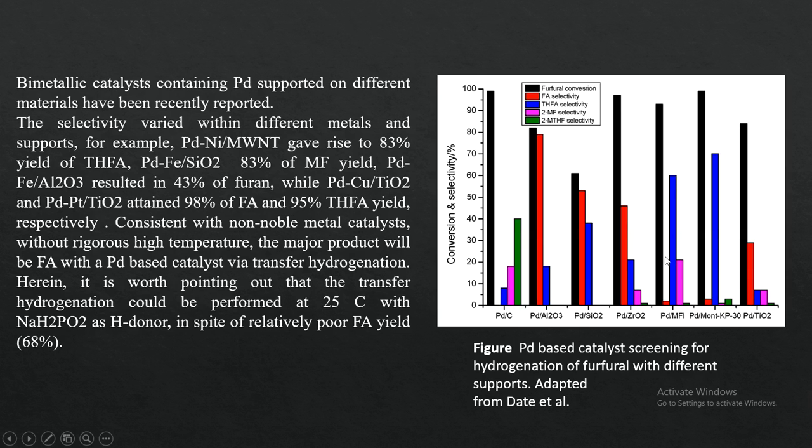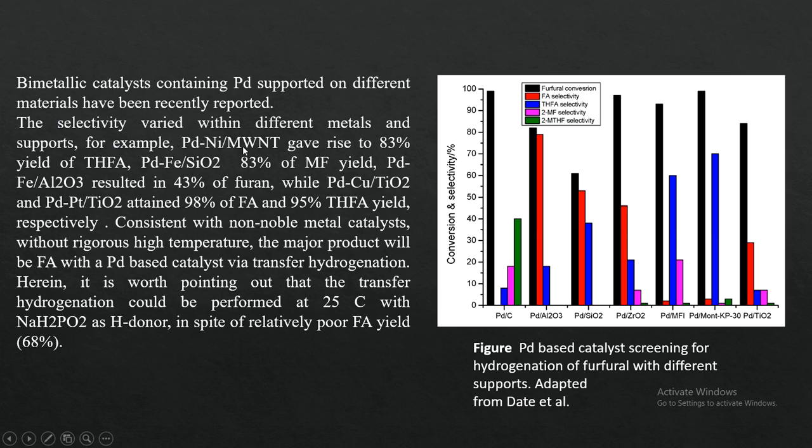These graphs represent the platinum-based catalysts with different types of supports like platinum on carbon, platinum on aluminum, silicon, etc. Here the black lines represent the furfural conversion. In the case of platinum on carbon, there is much more conversion of furfural. The red and blue lines also represent different kinds of products, such as DHFA, and selectivity. Bimetallic catalysts containing Pd supported on different materials have been recently reported.